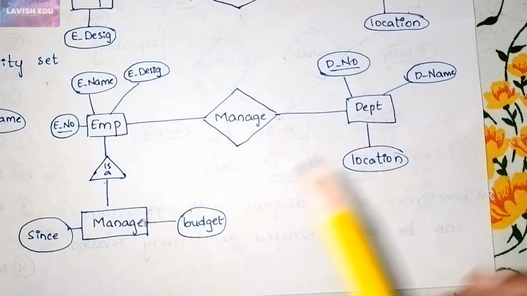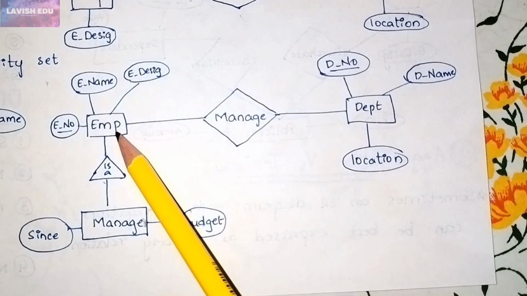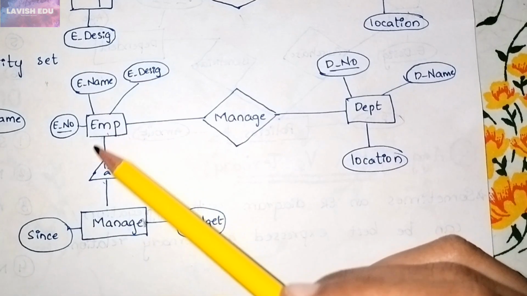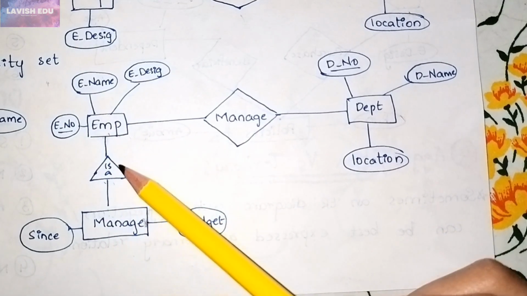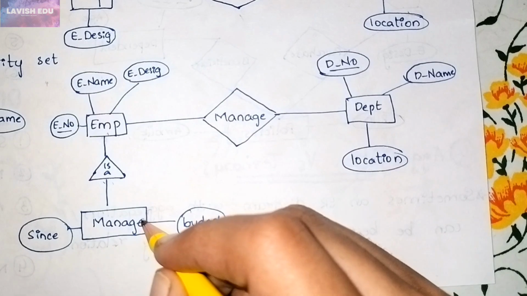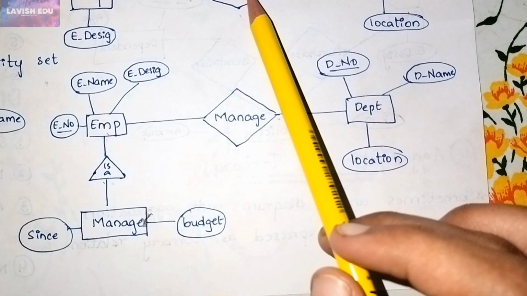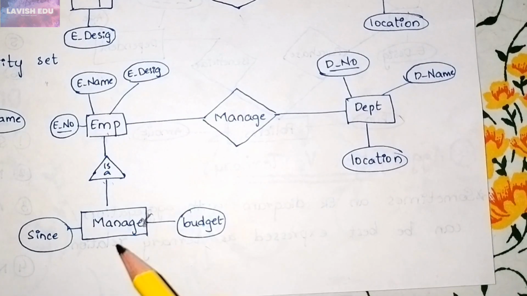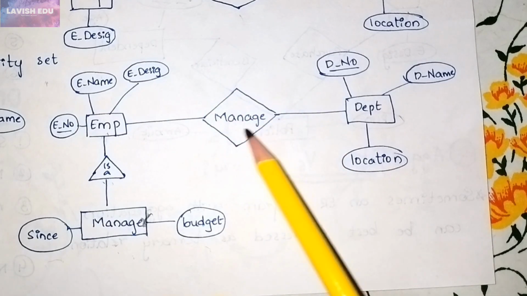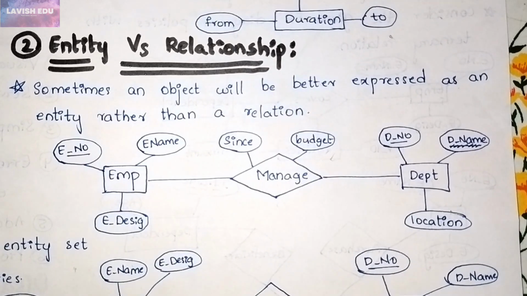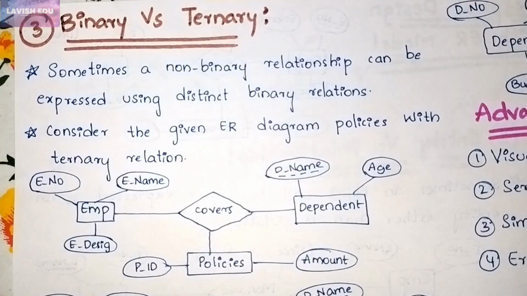And in the example below, here we can see employee and department are the two entities. Employee is again forming a relationship, a relationship manager. It's manager, not manages. And here we are going to give the two attributes since and budget to the manager, as budget and since are decided by the manager, and here the manages relationship is formed between the employee and department. So by this we can observe that it is better to express it as an entity rather than a relationship.